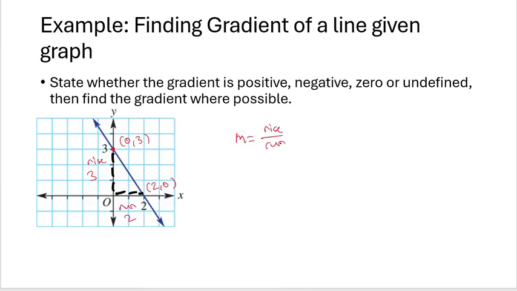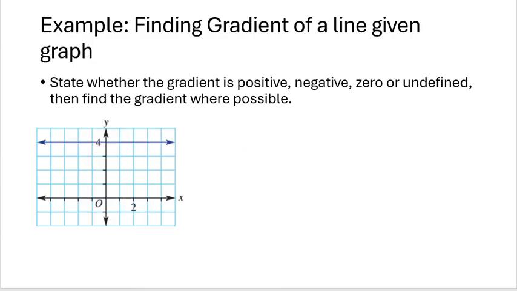And then just have a look, okay, when my x values are moving across from left to right, my y values are decreasing. So I know it's going to be a negative gradient. And since we know what rise and run are now, we can just substitute the values in. So that means m equals negative 3 over 2, just like that.